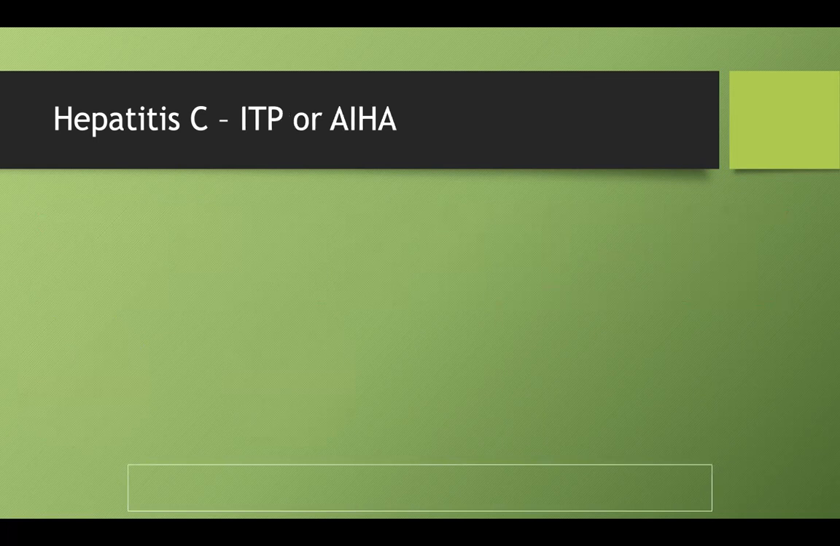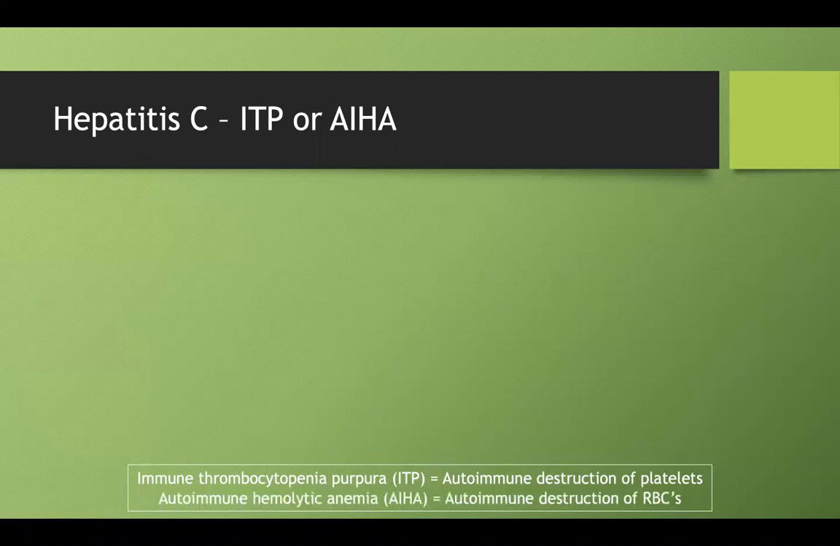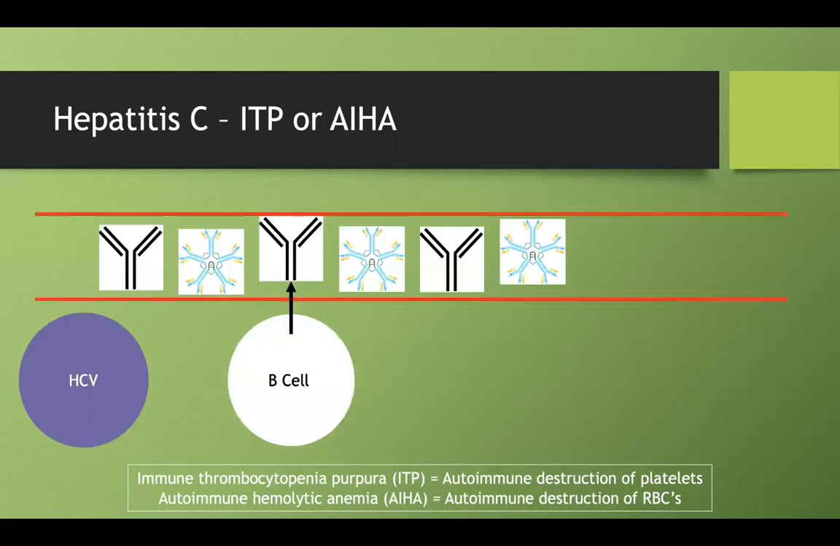What about the complication of ITP or autoimmune hemolytic anemia? ITP is just an autoimmune destruction of your platelets, and autoimmune hemolytic anemia is just an autoimmune destruction of your red blood cells. So again, if we have our virus and it causes our B cells to produce a ton of immunoglobulins, sometimes those immunoglobulins can actually interact with our own cells too, especially early on when it's kind of nonspecific. And that can damage our platelets or our red blood cells and cause either of these conditions.